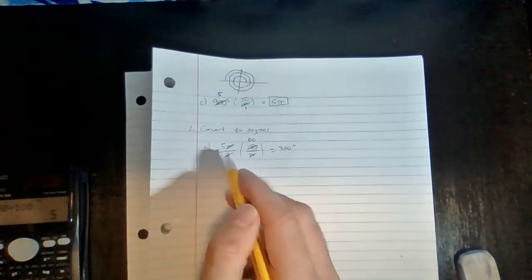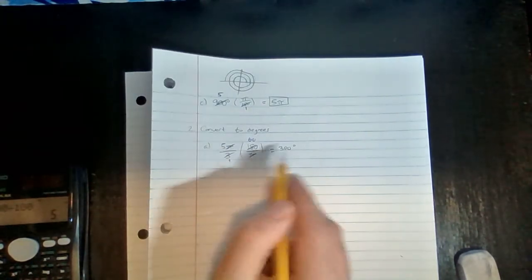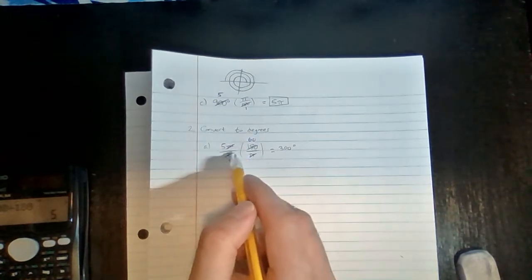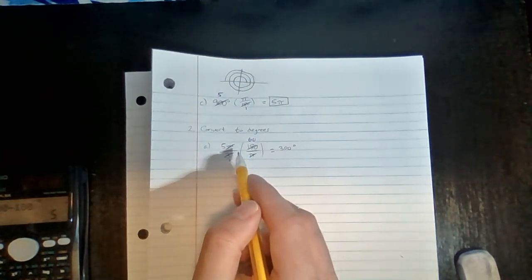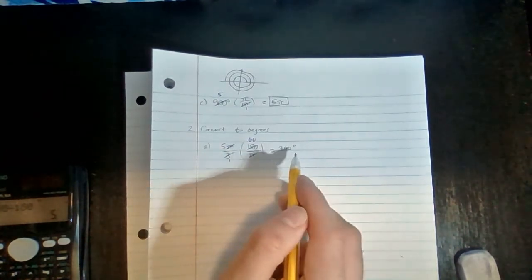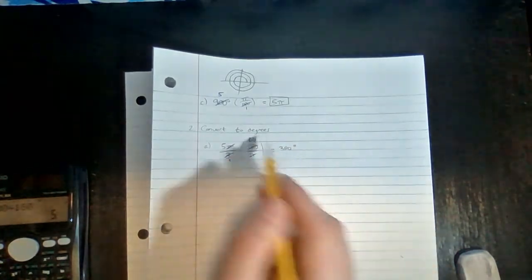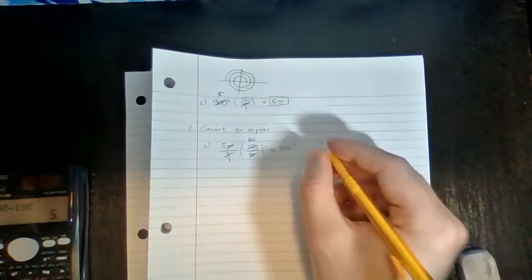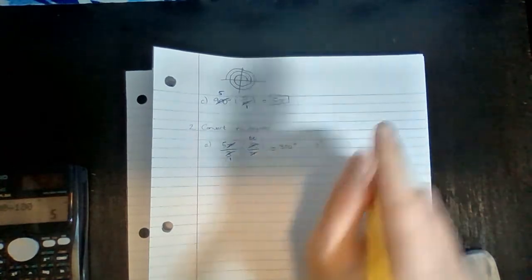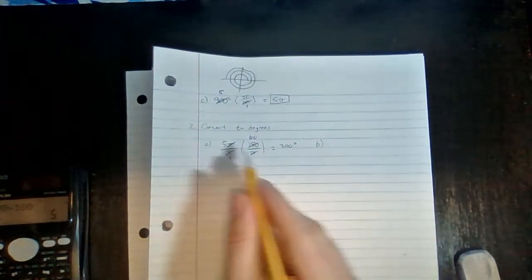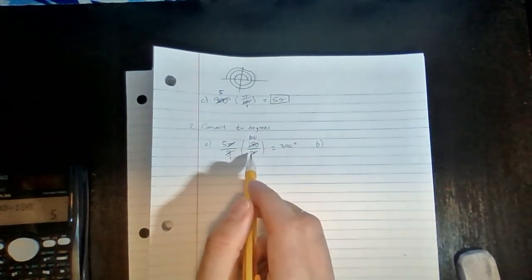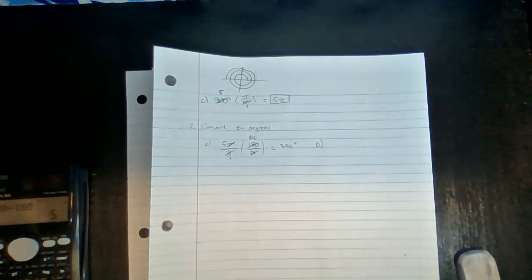So 5 pi over 3 is almost 2 pi. We're just missing a third of a pi, a third of half a circle, a third of 180. So we're missing 60 degrees. I don't know if that helps at all. That's at least how I kind of think about it. But this method of multiplying by 180 over pi or pi over 180 will always help you convert.